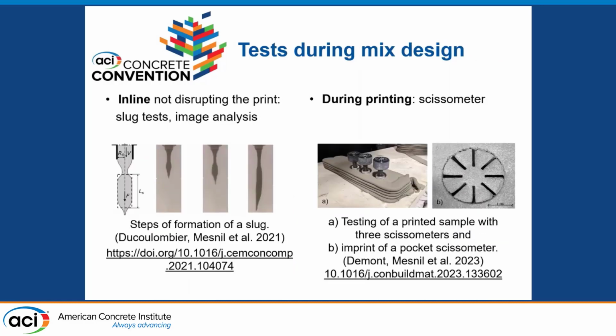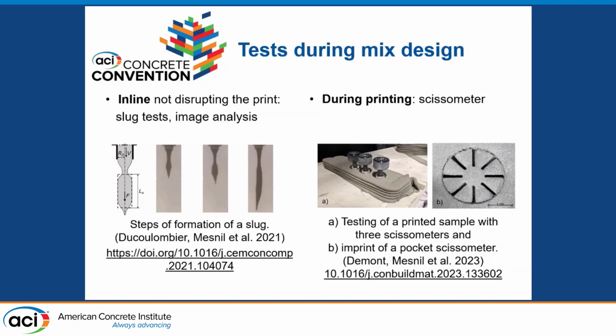Then in terms of inline tests, one test that arose a few years ago is the slug test, and it's quite interesting. They measure the formation of the slug at the outlet of the nozzle, and we can do image analysis. Depending on the dimension of the slug, there's a relationship between the dimension and the yield stress. So we recommend you read that article. I think that can be very indicative for doing quality control in the process during the printing.